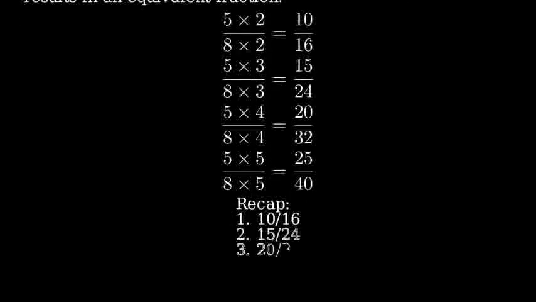All these fractions, namely 10/16, 15/24, 20/32, and 25/40, are equivalent to our original fraction 5/8. This shows how we can generate different equivalent ratios which have the same value.